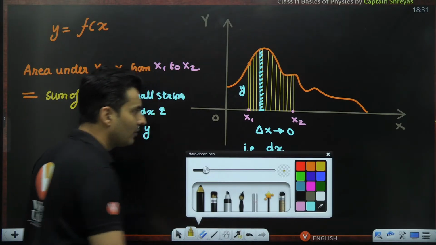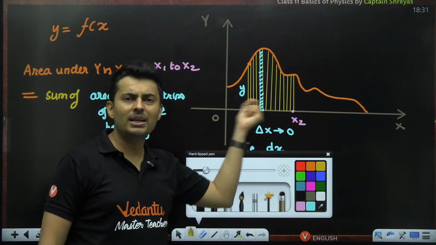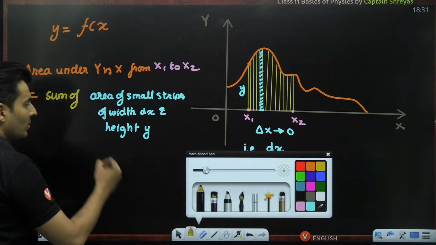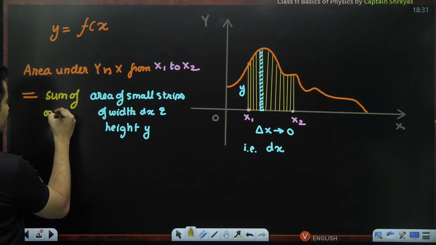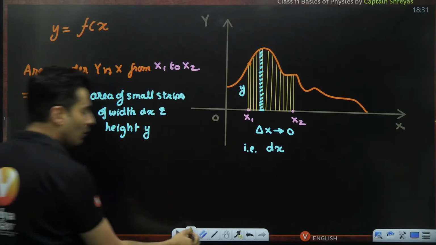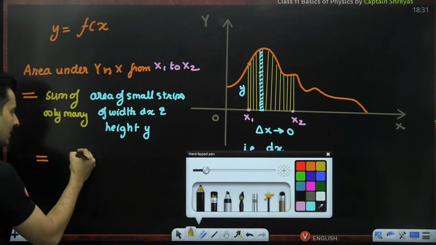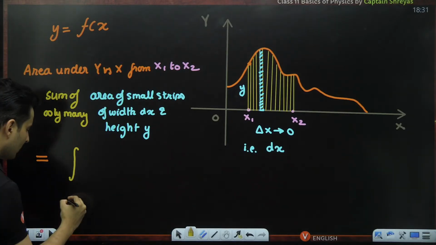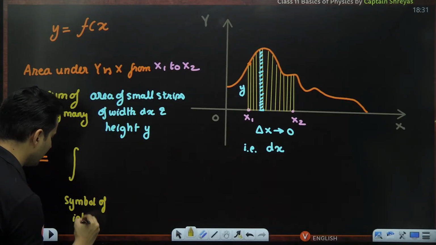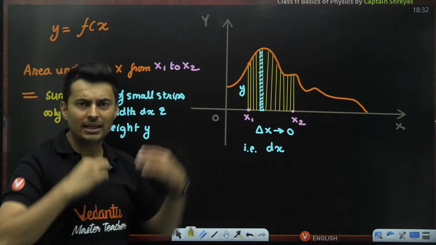This particular sum of such rectangular strips, how many are there? Think about it. Can you count them, like 10, 20, 100, 2000, 5000? Can we count them? No, right? There will be infinitely many such strips. So the sum of infinitely many such areas of small strips of width dx and height y, when you want to represent it mathematically, this is how we represent it. The sum of such many strips is represented by a symbol called the integration symbol. This is the symbol of integration. That symbol represents the sum of many, many small numbers, but infinitely many numbers.